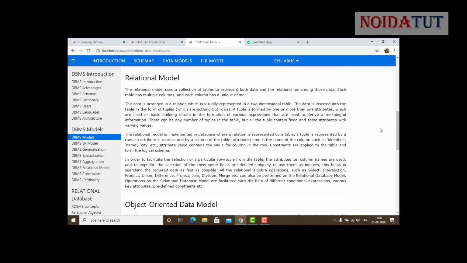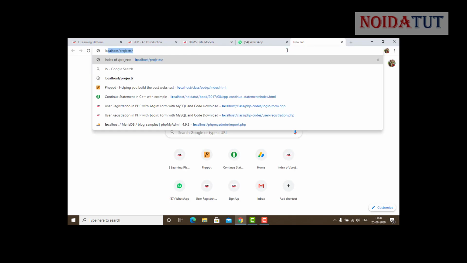The relational model uses a collection of tables to represent both data and the relationships among those data. Each table has multiple columns and each column has a unique name. The data is arranged in a relation which is usually represented in a two-dimensional table. The data is inserted into the table in the form of tuples, which are nothing but rows. Meanwhile, let us also have a look at a brief practical of how these things are known.